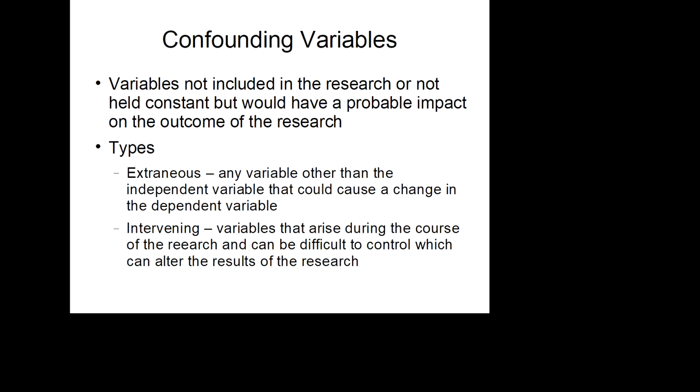Confounding variables are variables not included in the research or not held constant, but would have a probable impact on the outcome of the research. There are two types: extraneous, which are any variable other than the independent variable that would cause a change in the dependent variable; and intervening variables, which are variables that arise during the course of the research and can be difficult to control, which can alter the results of the research.